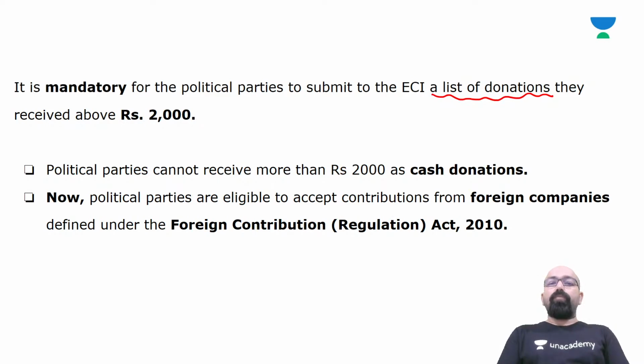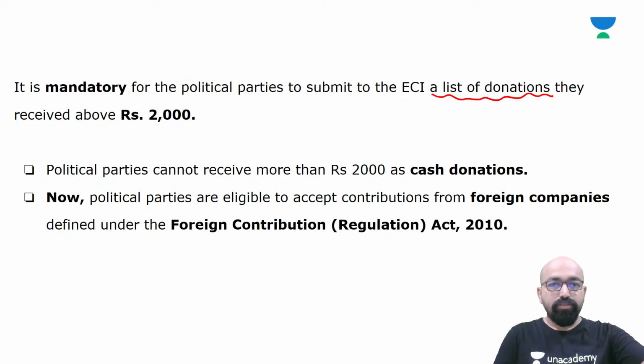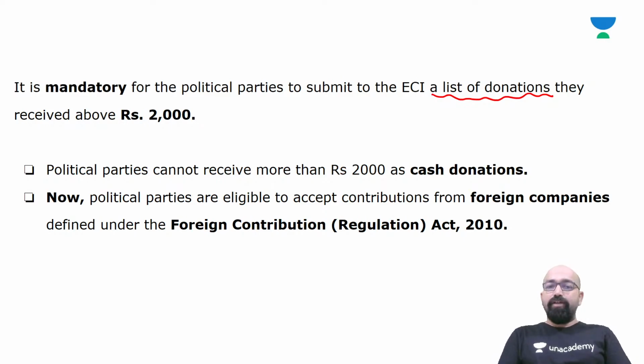Yes, it's mandatory for all political parties to submit the list of donations they received above 2000 to the Election Commission of India. Political parties cannot receive more than rupees 2000 as cash donations. Yes, this is the clause. And now, political parties are eligible to accept contributions from foreign companies as defined under the FCRA Act 2010, the Foreign Contribution Regulation Act 2010.